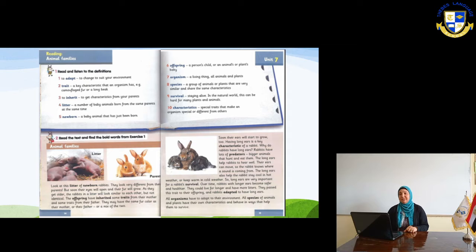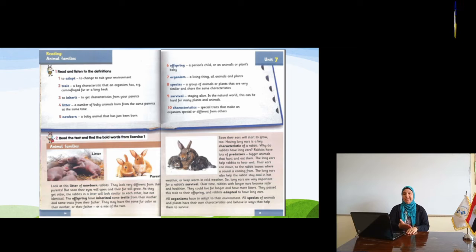Read and listen to the definitions. Definition means the word and its meaning. So if you want to define a word, you say the definition of this word, which means the meaning of this word. The first one, to adapt. What is the meaning of adapt? Adapt means to change yourself, or to change your facial features or your body to suit your environment, or to cope with your environment. We are going to have examples on that.